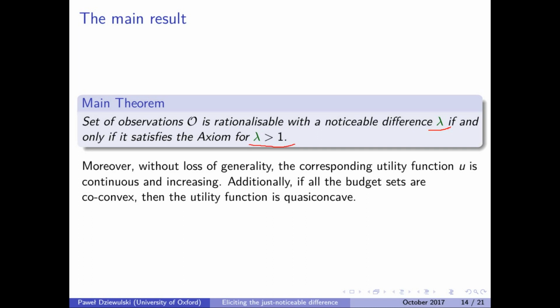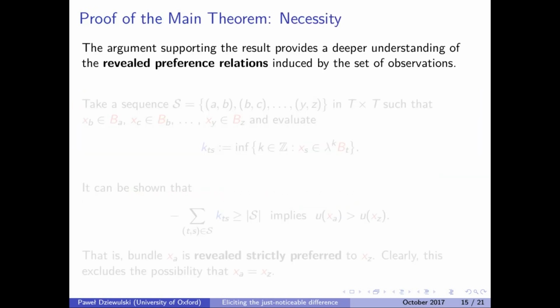In addition, I show that the corresponding utility function is well behaved. That is, it is continuous and increasing. Moreover, if all the choices were made from co-convex budget sets, then the function would also be quasi-concave. This is to say that, in this framework, the above properties of the utility function are not testable. In some sense, we get them for free. For those who are interested in the proof of the main result, please refer to the paper.